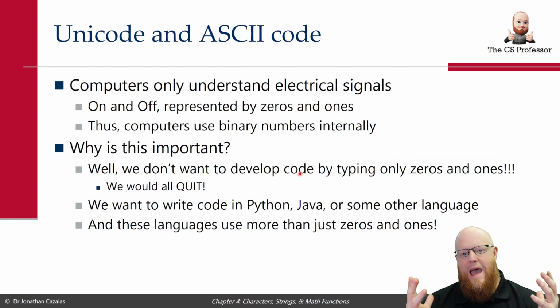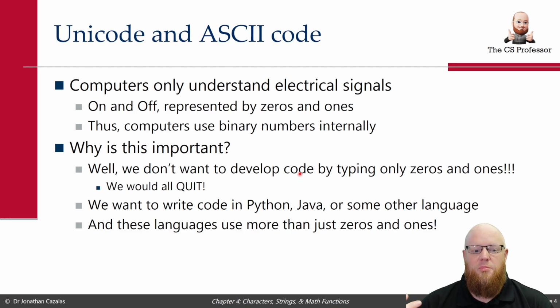So Unicode and ASCII code, these famous encoding schemes, why are they here? Computers only understand electrical signals, on and off, which we then translate. It makes it easy. We use 1 and 0, the binary counting system. 2 choices, 1 or 0. So computers effectively store these binary numbers internally.